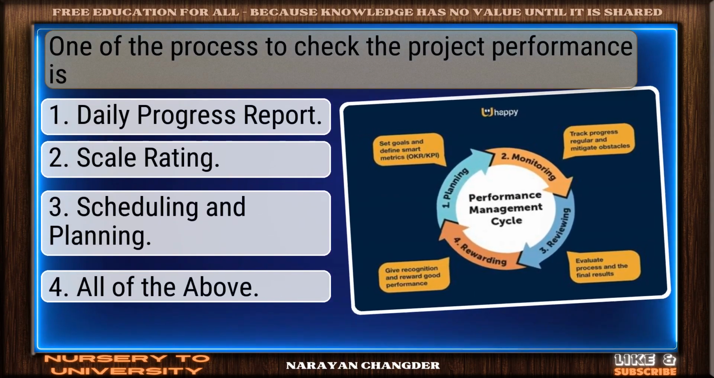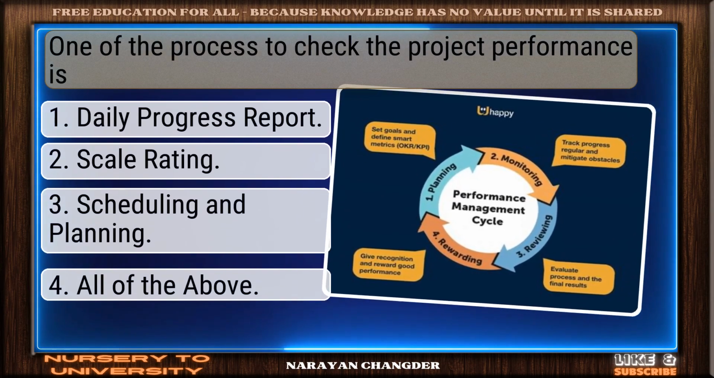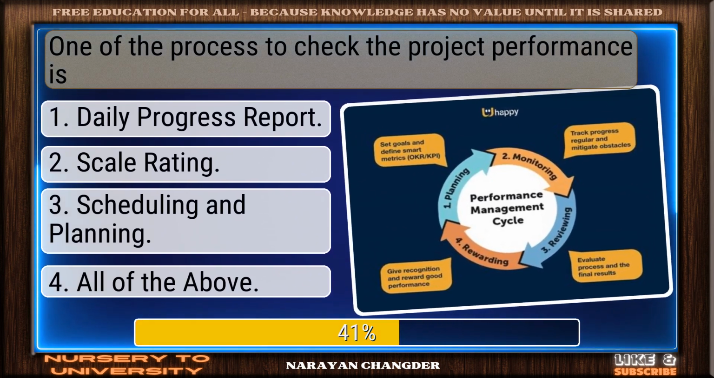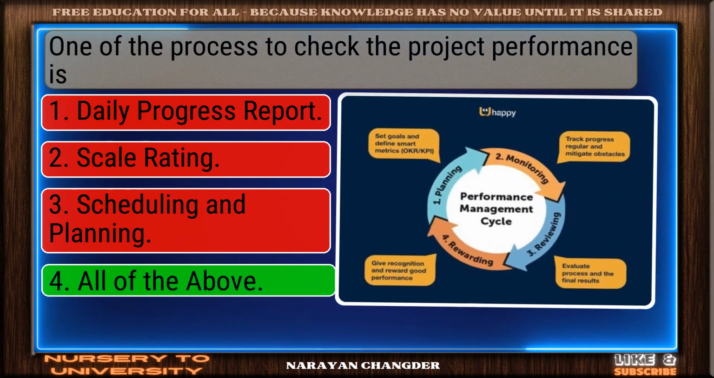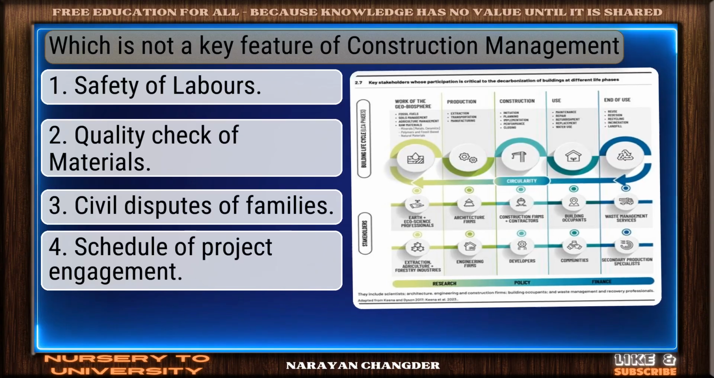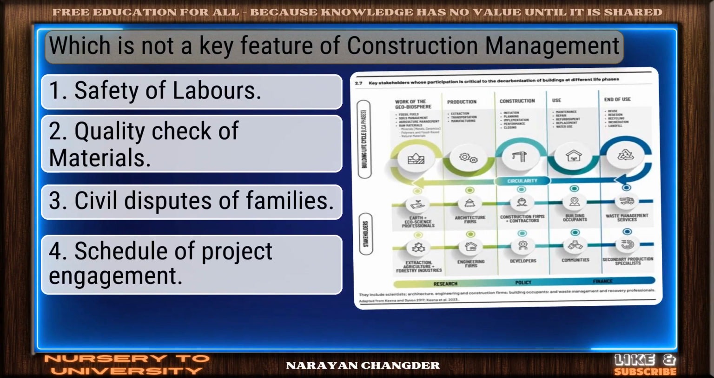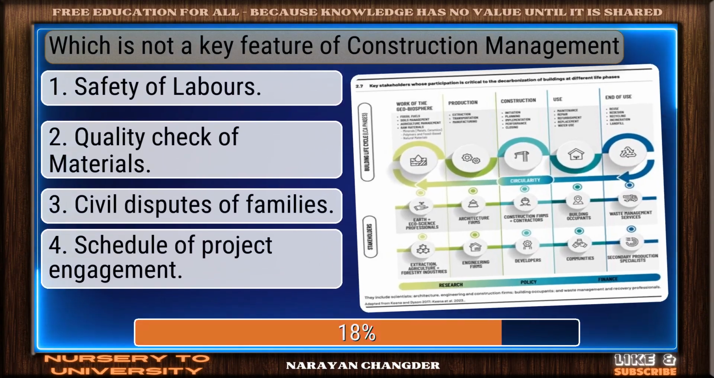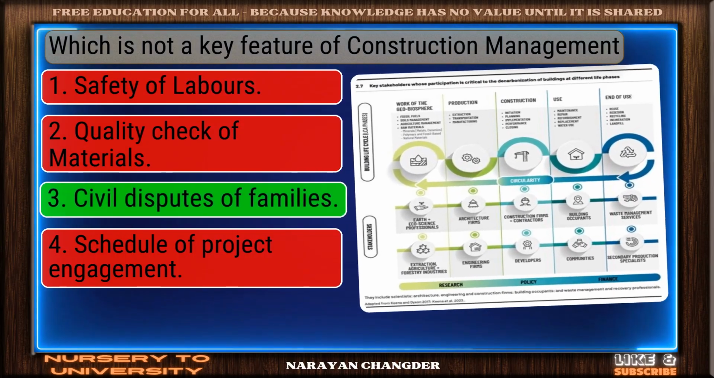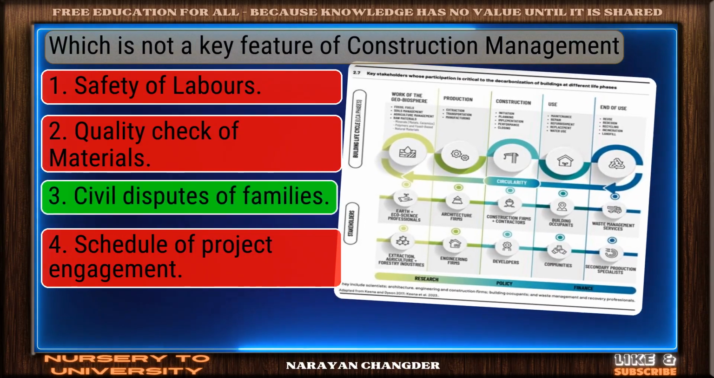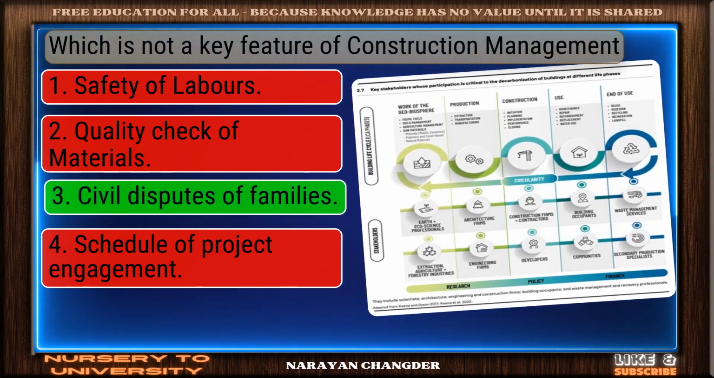One of the process to check the project performance is. You got it. Your choice, all of the above, is right. Which is not a key feature of construction management. Strong choice. Civil disputes of families is the right answer.